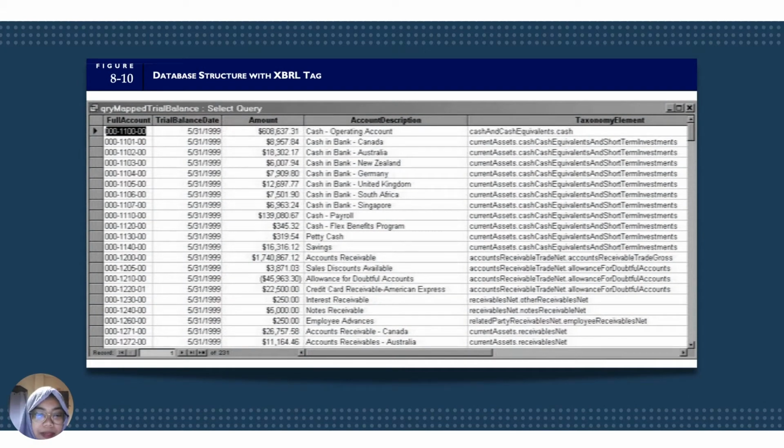So once the mapping process is complete, each database record will contain stored data as designated by the taxonomy element, which is shown in this illustration example. Data mapping needs to be done only once, but the embedded tags are used whenever the data are placed in XBRL format for dissemination to outsiders.